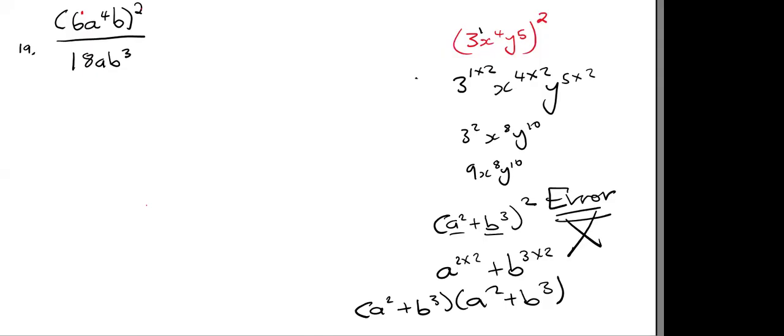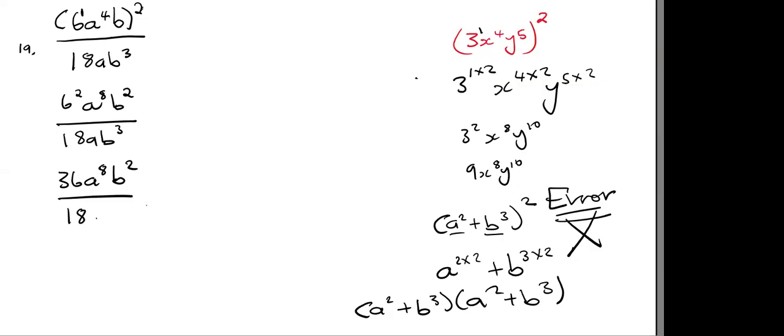Now, let's distribute this to the 6. You know the 1 is there, but it's not there. So my answer is going to be 6 exponent 2 times 1, it's 2. A exponent 2 times 4, it's 8. Then b exponent 1 times 2, which is 2, all over 18ab cubed. 6 squared is 36. I should have simplified it in the first step, but I wanted to show you how we changed it. All over 18, then I have a b exponent 3.